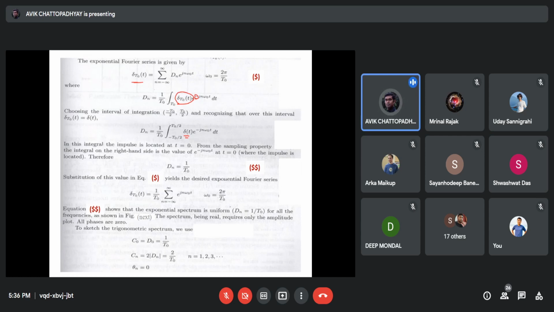Now, if you do this, this is exactly 1, and this function actually exists for t equals 0. And now when you put t equals 0, this becomes precisely 1, and then naturally delta n becomes 1 by t naught. This is done. So our task is to find out.